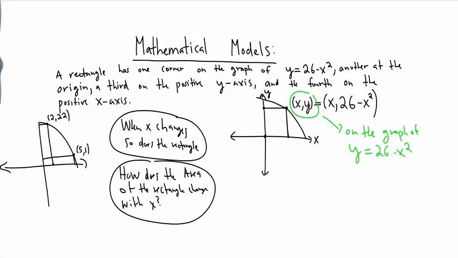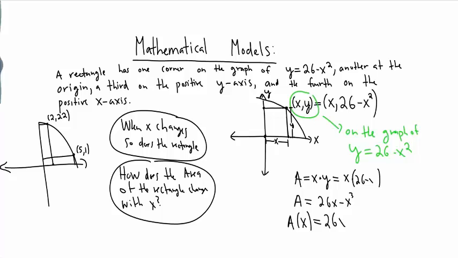So the formula for area is length times width. Let's talk about the length and the width. This side is equal to x. The length of this side is equal to y. So the area is x times y. And we know that y is equal to 26 minus x squared. So area equals 26x minus x cubed. So now we've expressed area as a function of x.